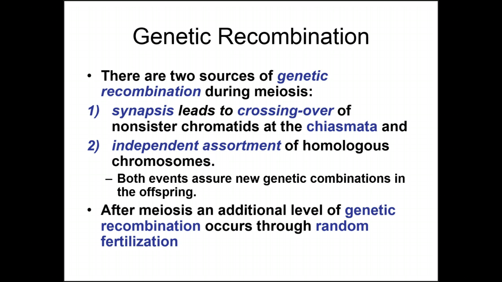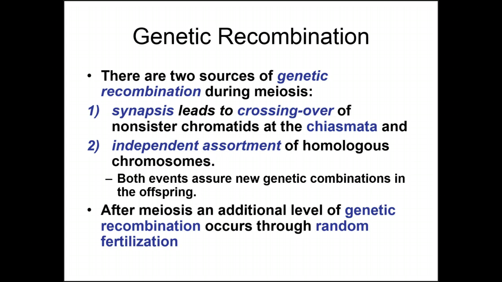This slide lists the different types of genetic recombination that occur in meiosis. Two occur actually during meiosis, and then there's some additional levels of genetic recombination that occur as a result of fertilization. Synapsis of the homologs leads to crossing over of non-sister chromatids at the chiasmata, and independent assortment of homologous chromosomes also leads to genetic variability.